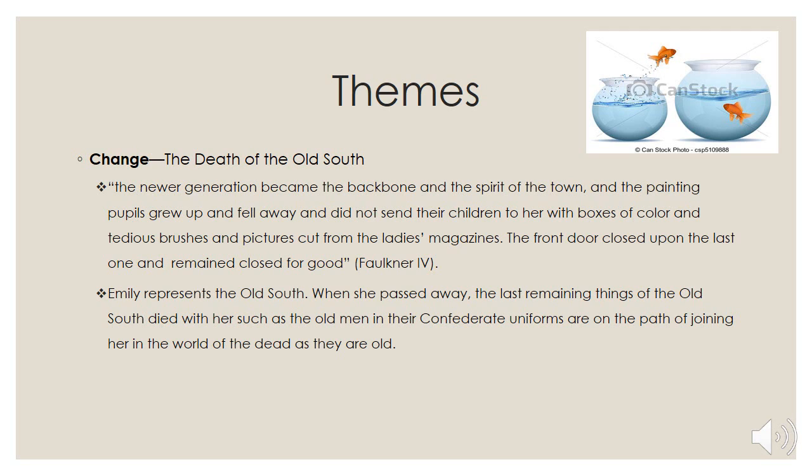Theme: the death of the Old South. From this, we can say that Emily represents the Old South. When she passed away, the last remaining things of the Old South died with her, such as the old men in their Confederate uniforms, who are on the path of joining her in the old world of the dead as they are old.